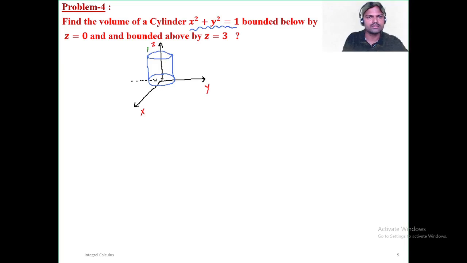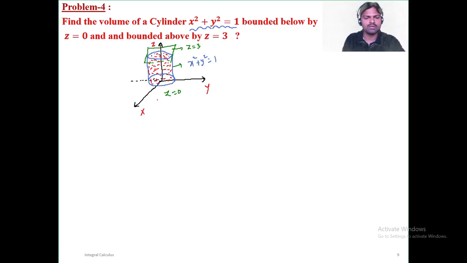Therefore this plane is z equals 3, and this one is obviously z equals 0, the xy plane. So it is bounded below by z equals 0, starting from the xy plane, and bounded above by the plane z equals 3. Now this is the required cylinder, x squared plus y squared equals 1. We are supposed to find the volume of this entire figure.